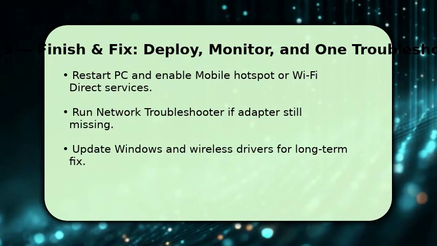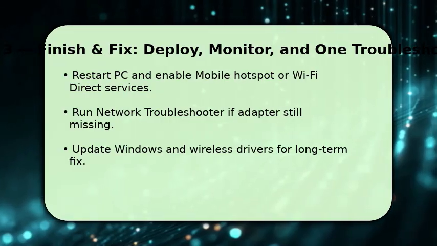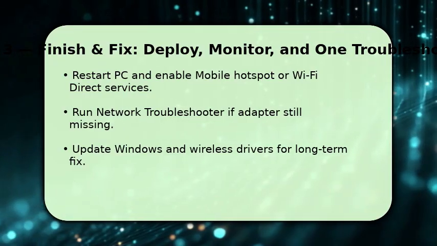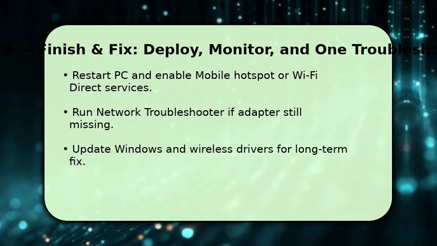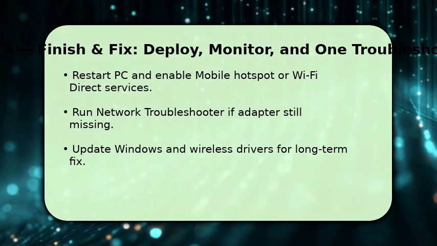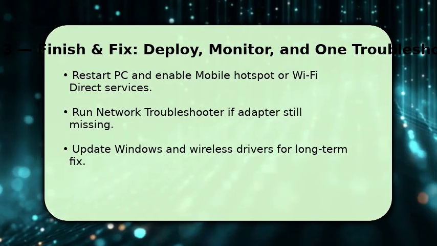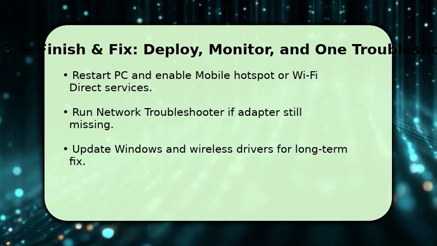troubleshooting tip. Restart your PC, then enable Mobile Hotspot or the Wi-Fi Direct service in Settings Network and Internet to confirm the adapter functions. If the adapter is still missing or errors persist, run Settings Troubleshoot Additional Troubleshooters Network Adapter to auto-fix common issues. Make sure Windows Update and your wireless driver are fully updated.